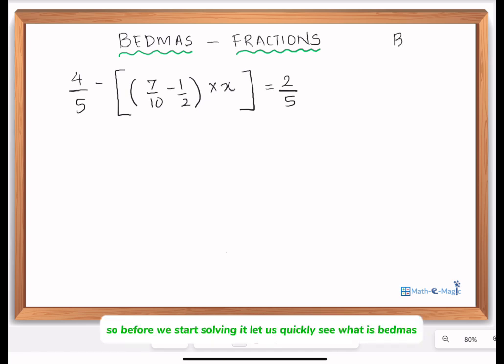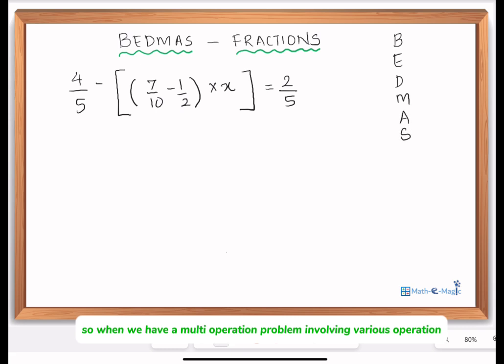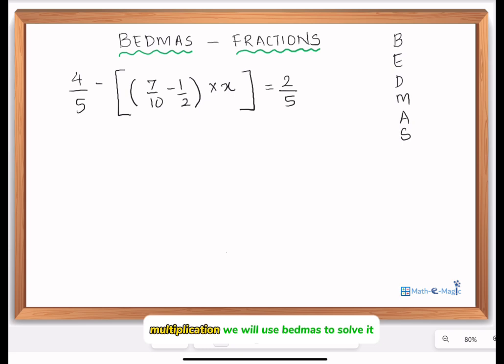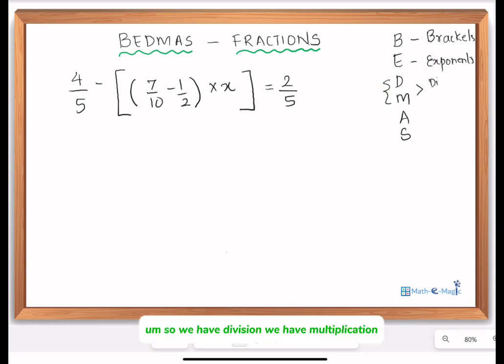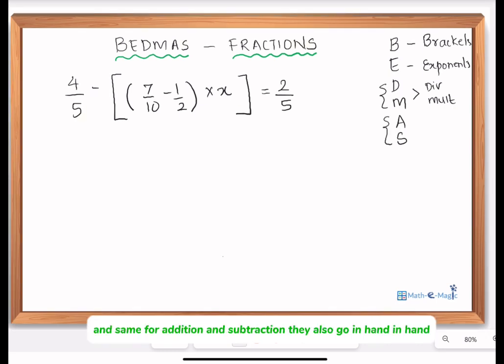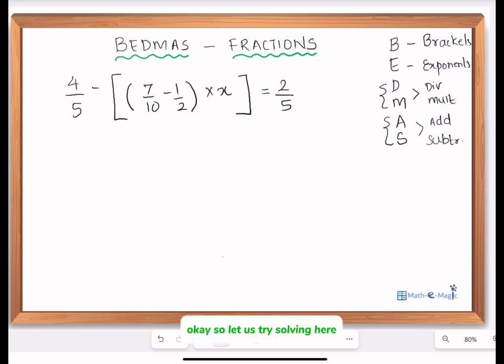Before we start solving it, let us quickly see what BEDMAS is. When we have a multi-operation problem involving various operations, addition, subtraction, multiplication, we will use BEDMAS to solve it. That is, we will work in an order. Our order will be solving first brackets, then anything that has exponents or powers. Division and multiplication go hand in hand. What I mean is that if we have a question with both division and multiplication, we will go in order, whatever comes first. And the same for addition and subtraction. They also go hand in hand. Okay, so let us try solving here.